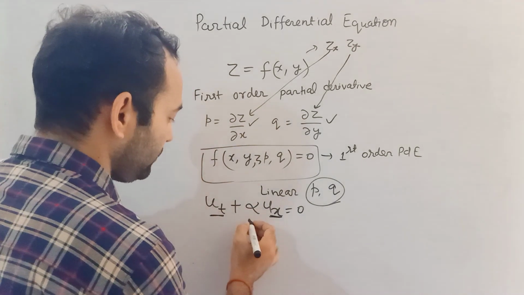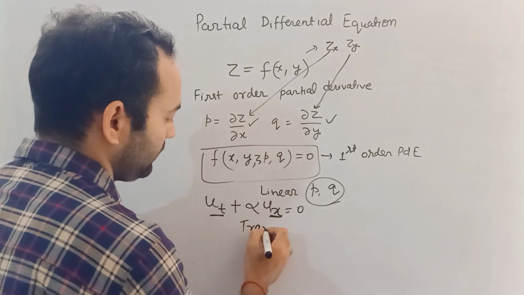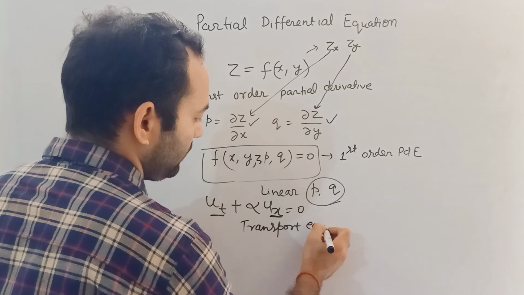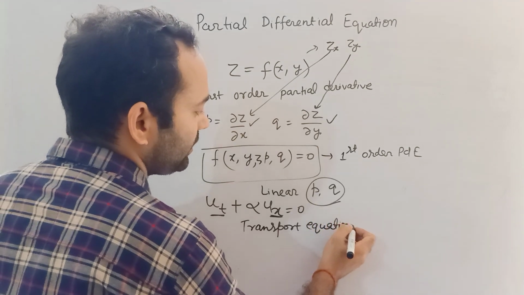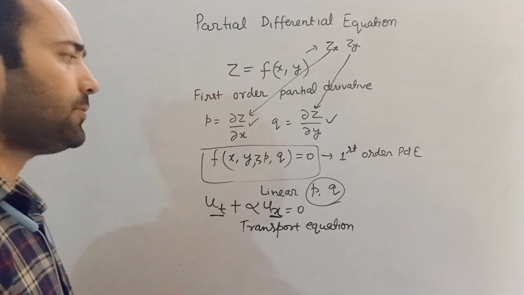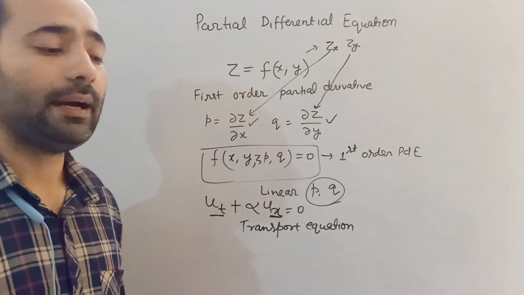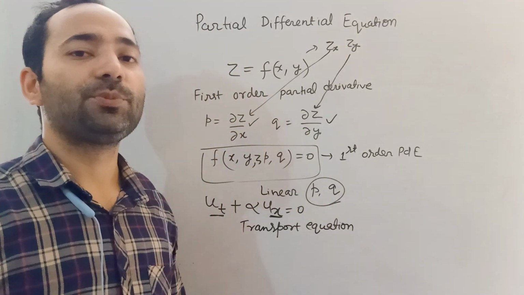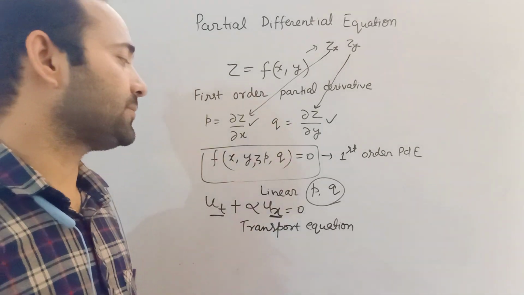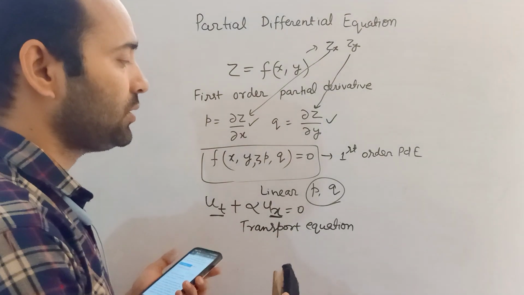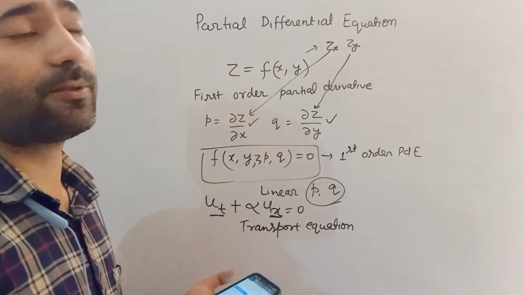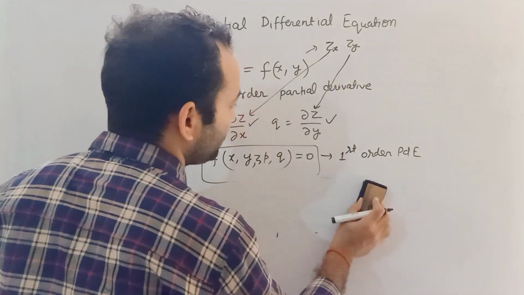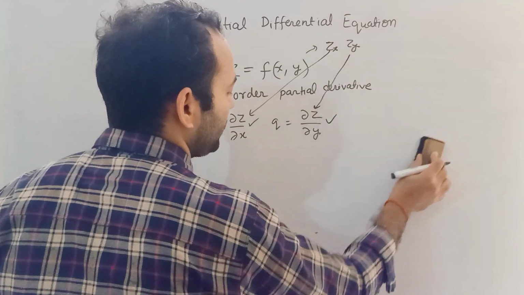Now this is the transport equation. Similarly, I'm going to tell you a lot of equations that are used to represent many physical systems. For example, the transport equation is used to represent transport phenomena. These are simple ones; of course, complicated transport phenomena are going to be even more complicated.